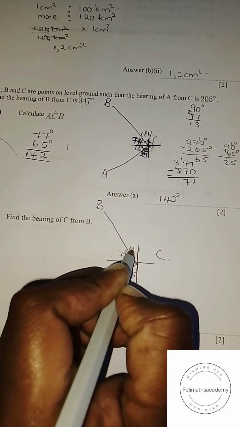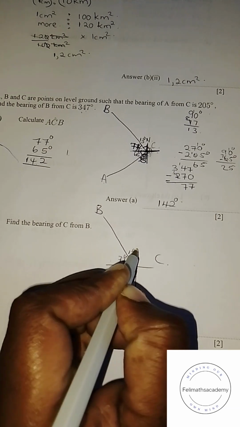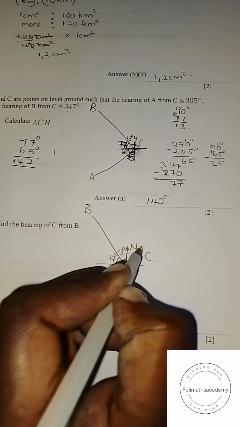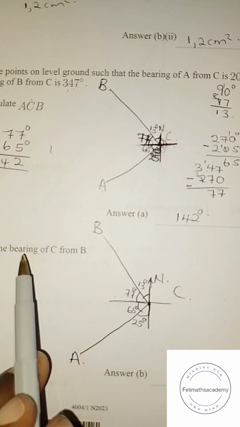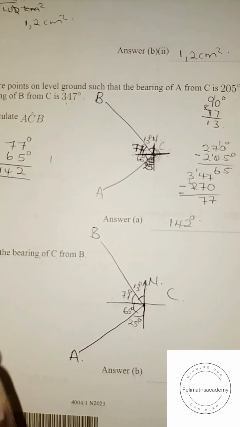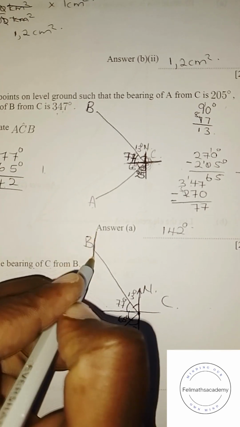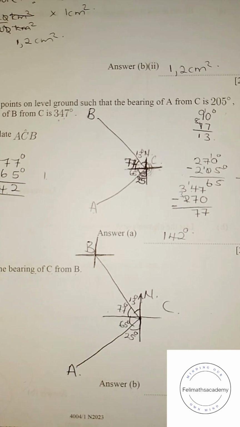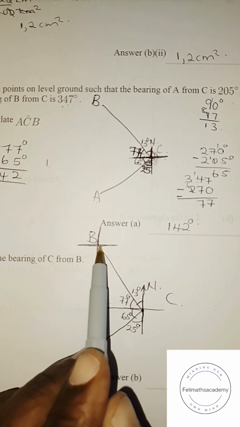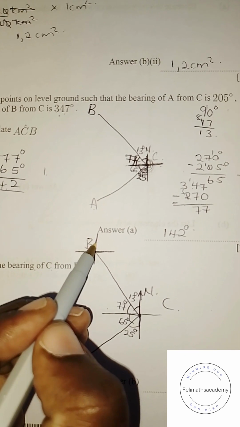And this is 13 degrees. And this is the north side. So to find the bearing of C from B, we are going to draw a compass there. So the bearing of C from B, we want to find this angle.